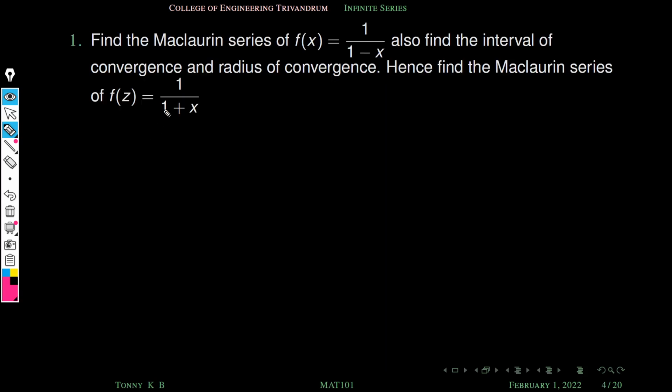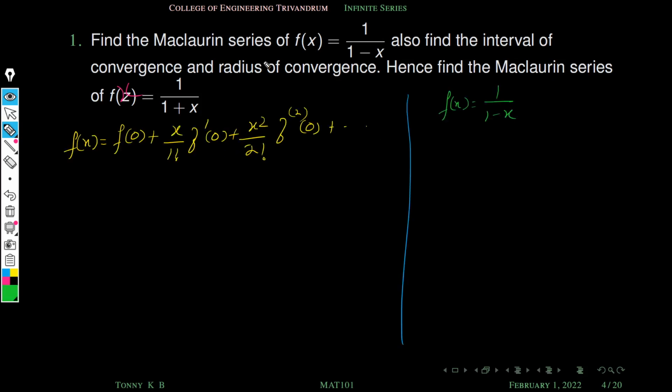Okay, consider a problem. Find the Maclaurin series of f of x equal to 1 by 1 minus x, also find the interval of convergence and radius of convergence of this problem. Hence, evaluate the Maclaurin series of this function f of x equal to 1 by 1 plus x. We know that the Maclaurin series of f of x is given by the formula f of 0 plus x by 1 factorial into f dash of 0, etc. So we have to find all these derivatives.